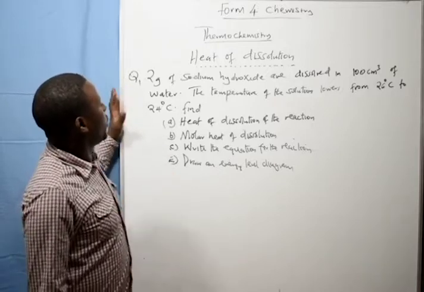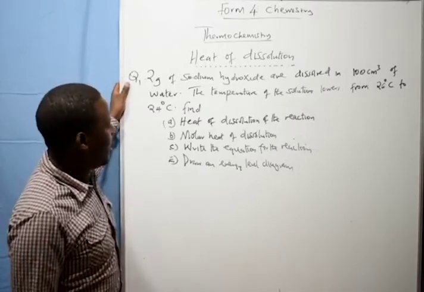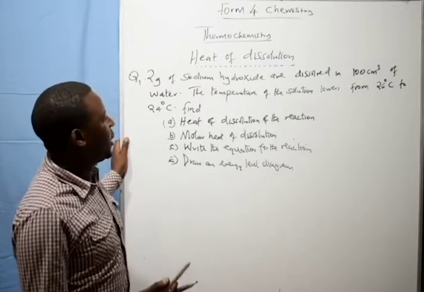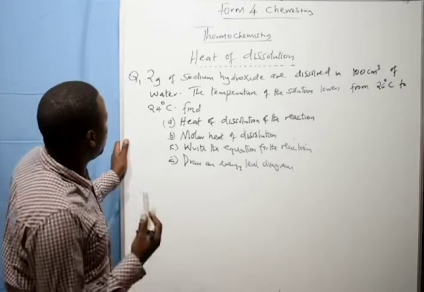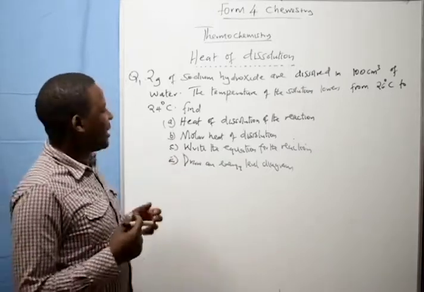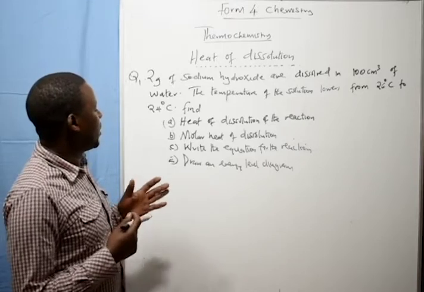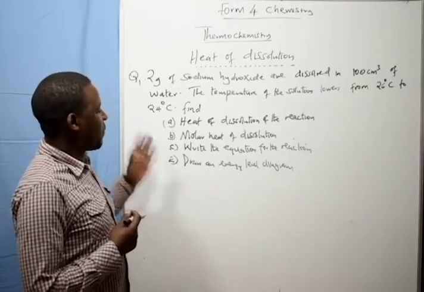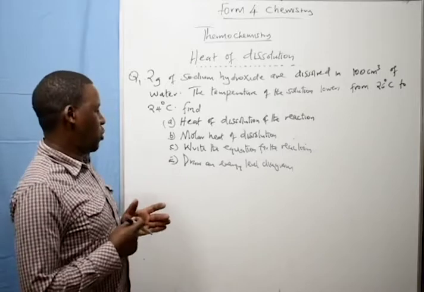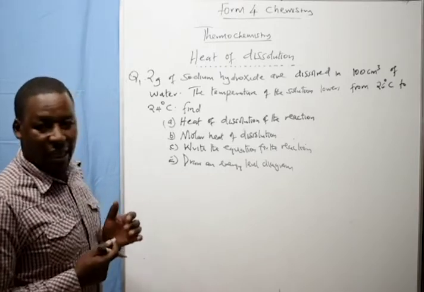The question is, when 2 grams of sodium hydroxide are dissolved in 100 cubic centimeters of water, the temperature of the solution lowers from 26 degrees to 24 degrees Celsius. 1, find the heat of dissolution. 2, molar heat of dissolution. 3, write the equation for the reaction. Number 4, draw an energy level diagram.